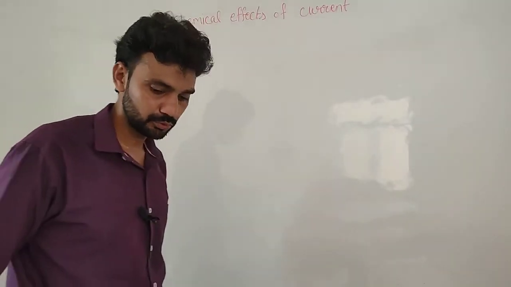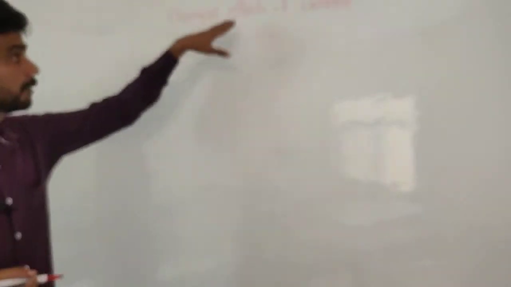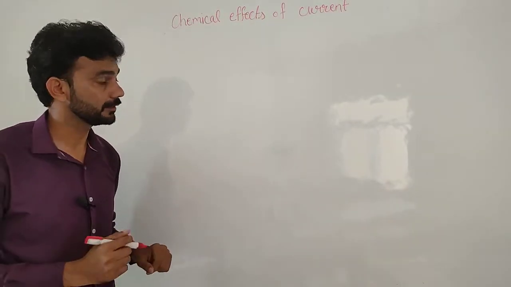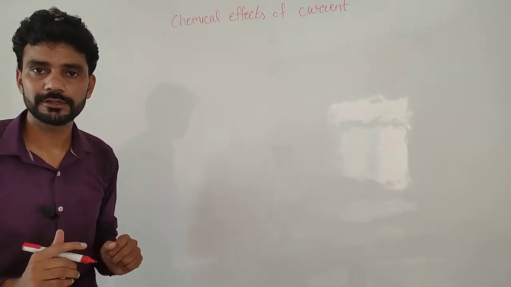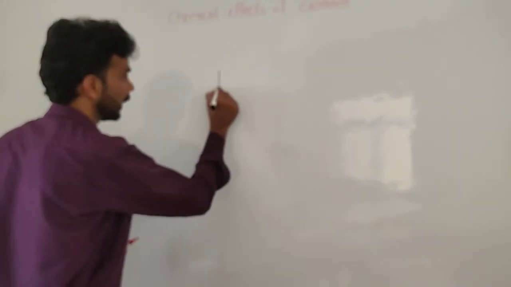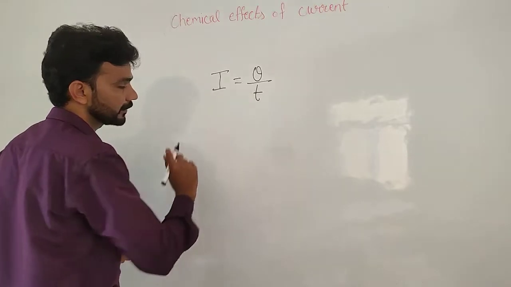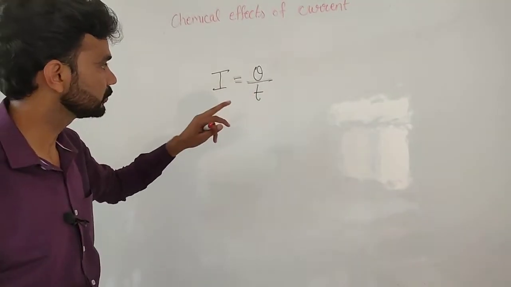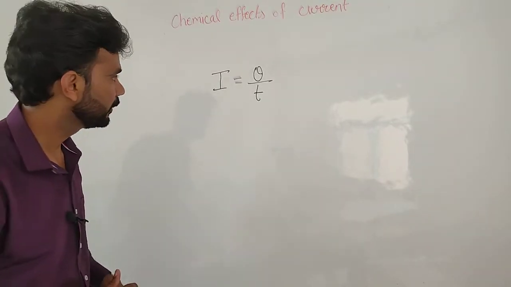Good morning, dear students. In our previous class, we studied the chemical effect of electric current. About current, we have studied that the flow of charges per unit time is known as current. Its formula is I = Q/T, where I stands for current, Q stands for charge, and T stands for time.